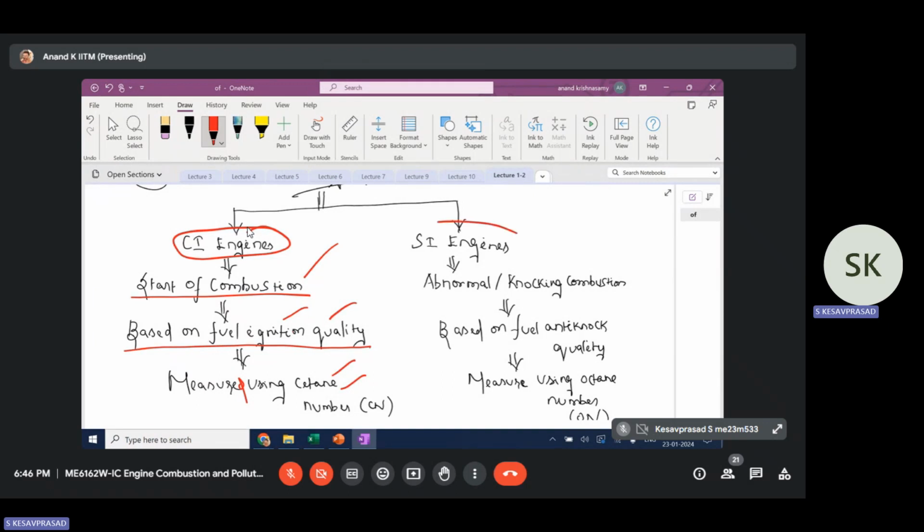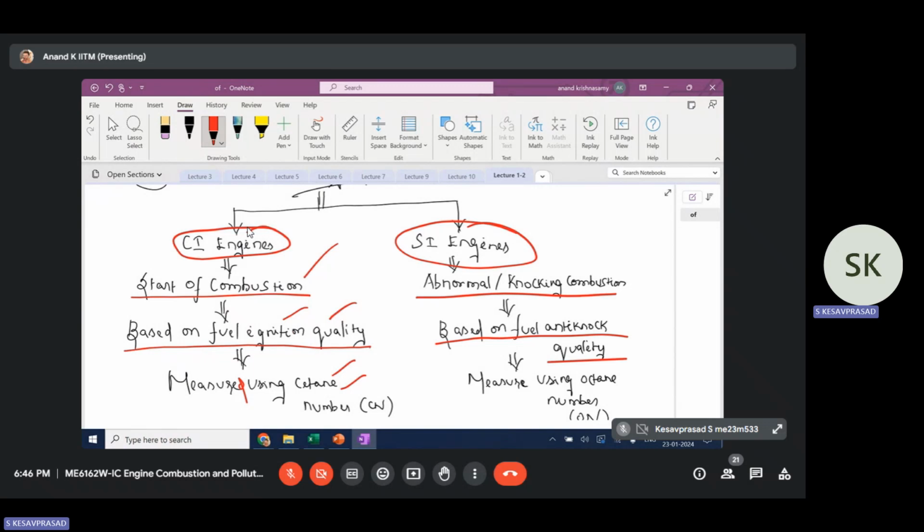In a spark ignited engine, the requirements are just opposite. So you need fuel with a better antiknock quality. Otherwise, you will get into abnormal combustion or knocking combustion. So the way knocking happens in an SI engine is different. I will talk more about it in the combustion chapter, but here we are looking at it from a fuel perspective.